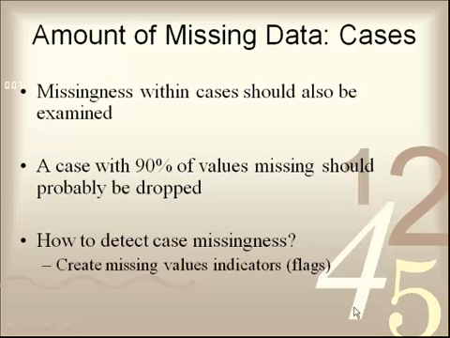And then the last thing to keep in mind is that missingness within cases should always be examined. When you have one case that's missing a lot of information, you may just want to drop that one case. You may not just list-wise delete everyone, but you may list-wise delete that one case. And a case with 90% of values missing should just be dropped. That's not going to help you. It's not going to help your data. That one survey should just go away.